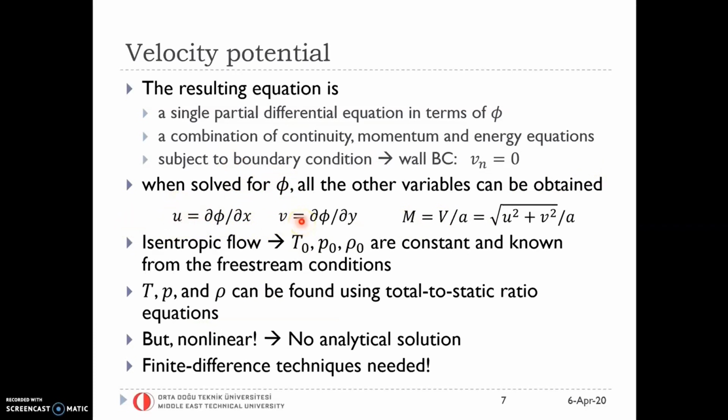And if you take the derivative of phi with respect to y, you have the v component. You can calculate Mach number, and of course our assumption was isentropic flow, which means that for a calorically perfect gas, you can safely assume that T0, P0, and ρ0 are constant, and they are known from the free stream conditions. So if these are constant and already known from free stream conditions, you can easily calculate static pressure, static temperature, and static density by using the total to static ratio equations for isentropic flows.